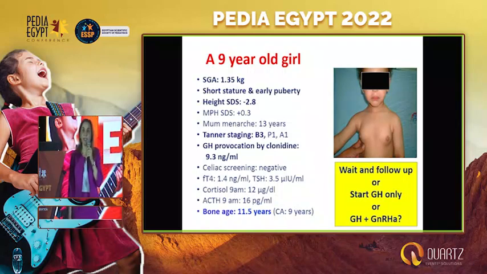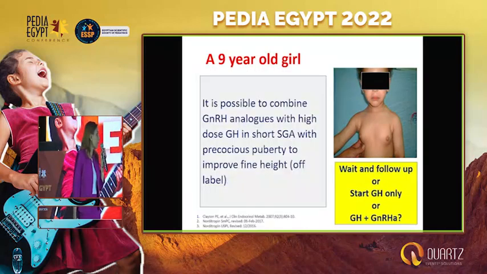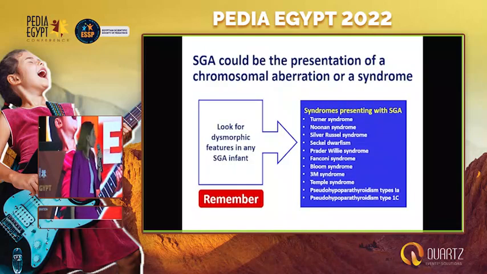Okay, let me tell you, the answer is controversial. Of course, we will not wait. We have to help this girl. Some would give growth hormone only. I would go for delaying the puberty for a while, especially that the bone age is fine. We can delay the puberty and combine it with growth hormone, but let me tell you that this is an off-label indication. This is not FDA approved.